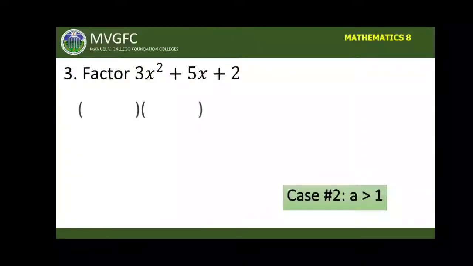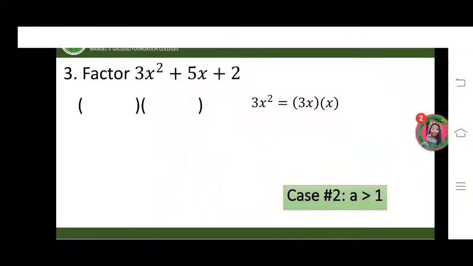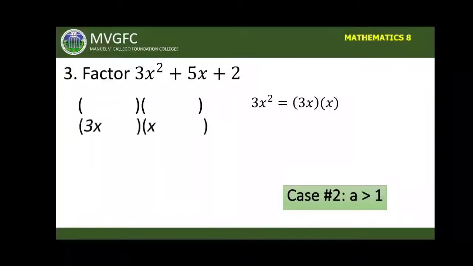So, first is to create the two parentheses. Okay? Next is to factor out 3x squared. Alin yung variables or terms na when you multiply, the answer would be 3x squared? That is 3x and x. So, 3x times x is simply equal to 3x squared. That's why, inside the parentheses, we put 3x, the first term for the first binomial, and x on the other binomial.